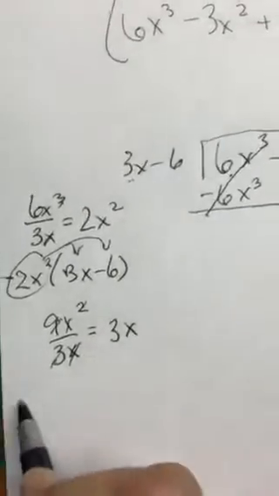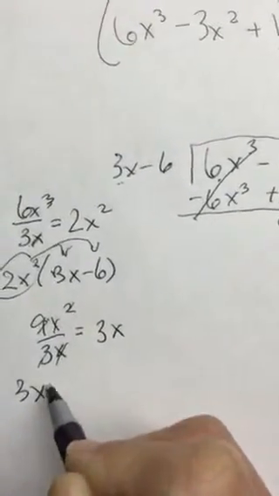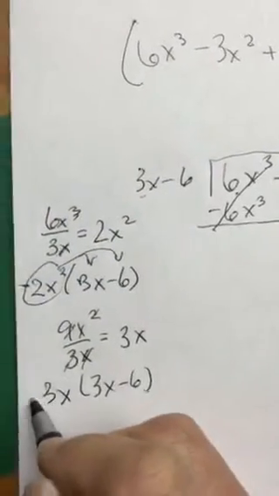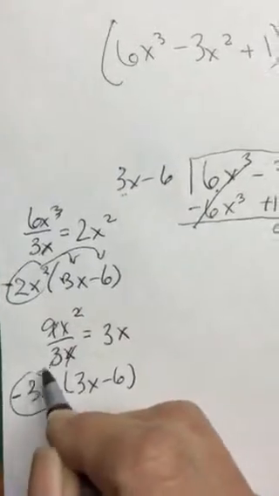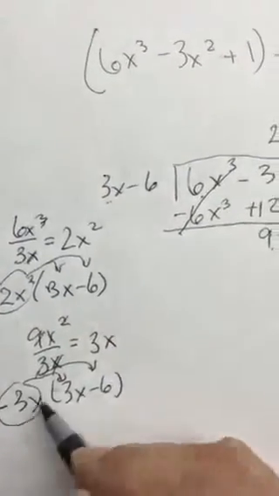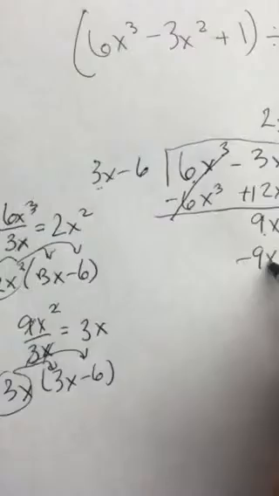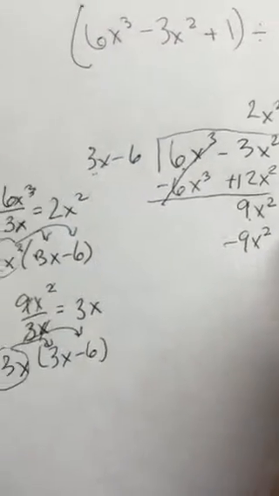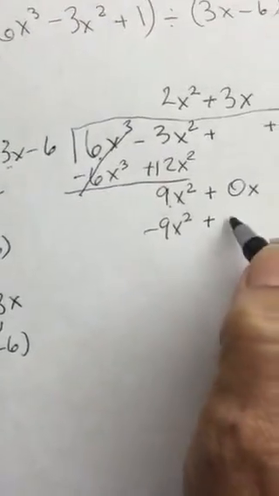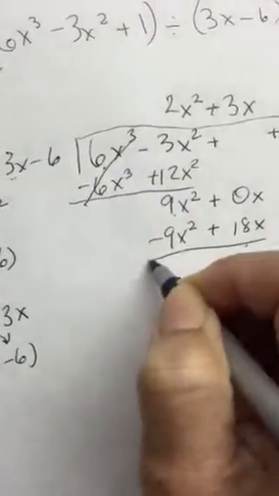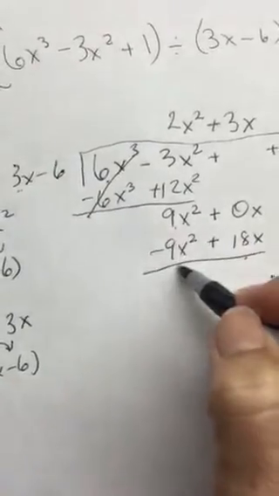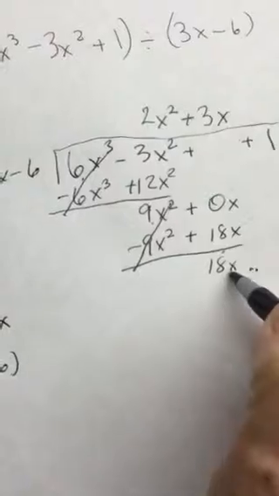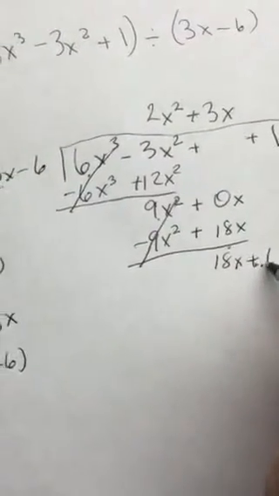Now I'm going to multiply. So I have 3x, and then that's multiplied by 3x minus 6. And I'm going to change this to subtraction and then distribute that. So this is going to give me a negative 9x squared, and a negative times a negative is a positive, so positive, and 3 times 6 is 18, and that's x. And then I'm going to add them. So these add up to 0, so that's as it should be, and that adds to 18x, and then I'm going to bring down the plus 1.